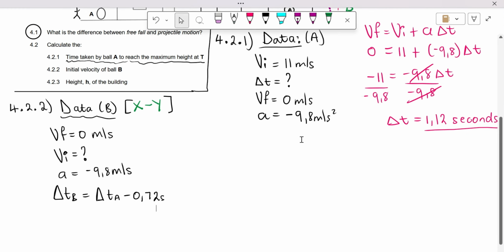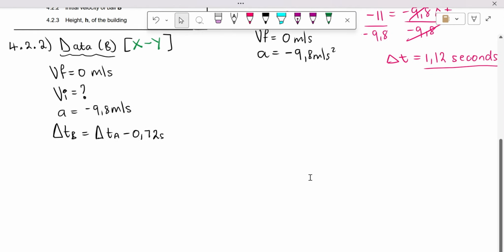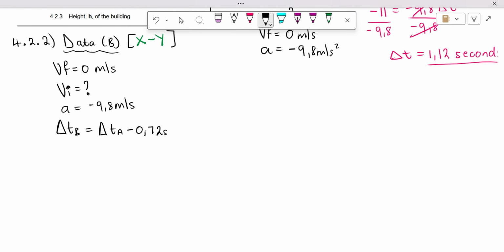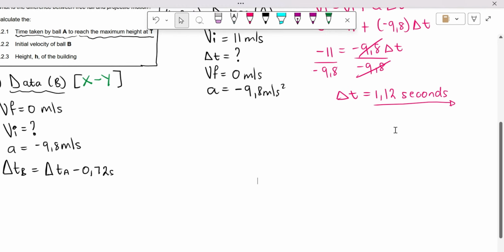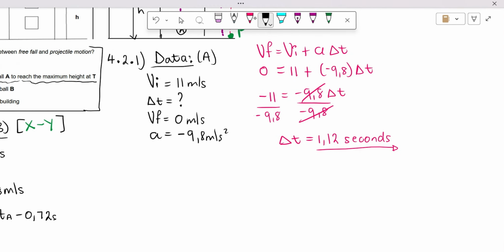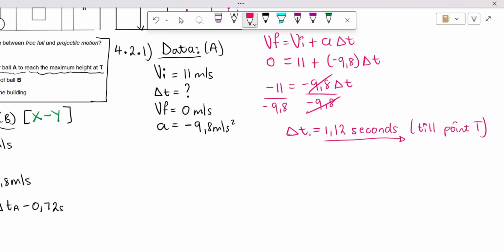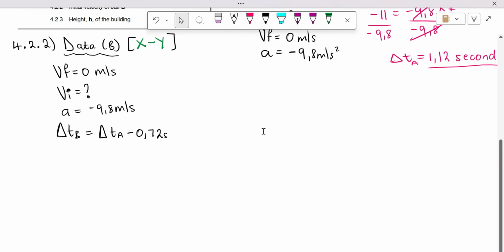Yes. Now remember that we had already calculated the time for ball A to reach the maximum height. So let me be specific in my answer. That's 1.12 seconds until point T. So we had calculated that time. That was the time for ball A, right? So I'm going to use that time to get the time for B.